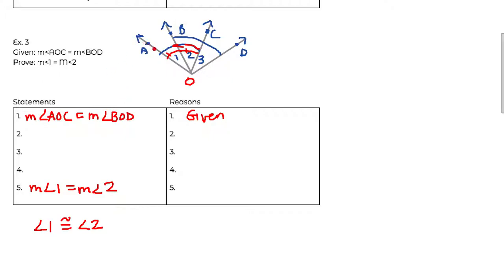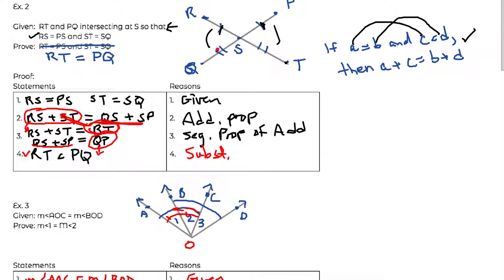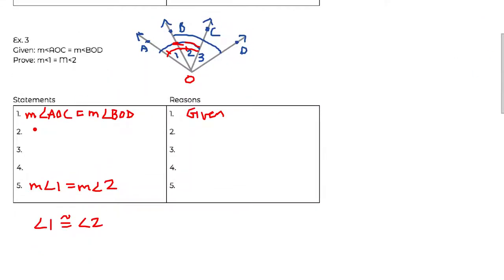Now, we know that this big angle right here, angle AOC, is equal to the measure of angle 1 plus the measure of angle 2. That's the angle addition property. Just like up here, we said that this segment and this segment equals the big segment. That's the segment addition property. So now we can say, I like having the numbers in it, it makes it easier, the measure of angle AOC equals the measure of angle 1 plus the measure of angle 2.